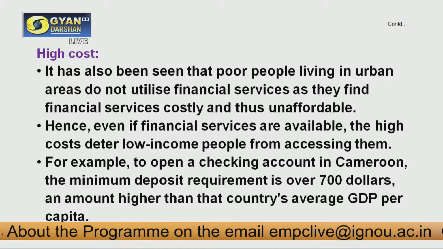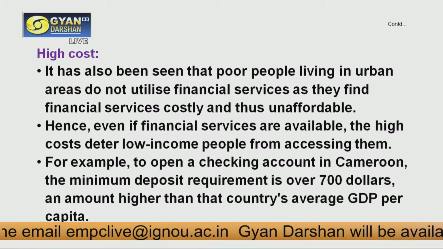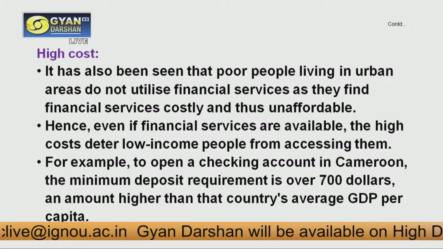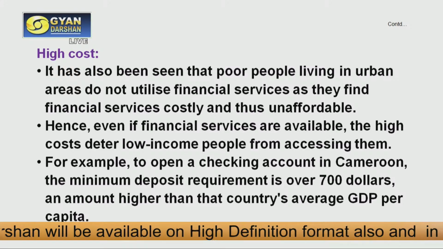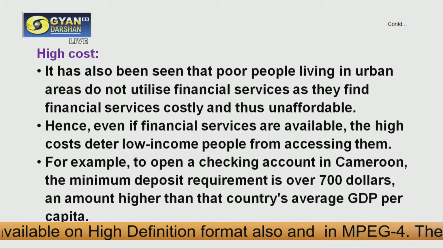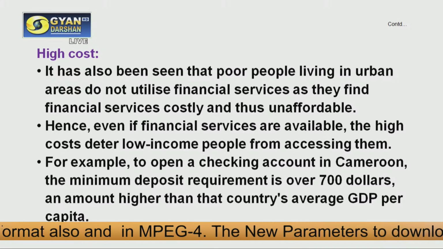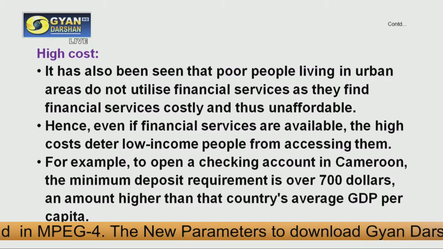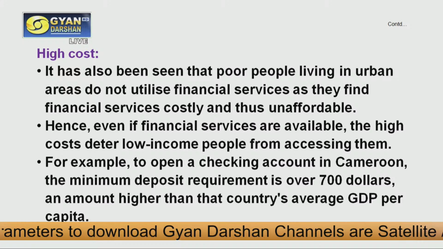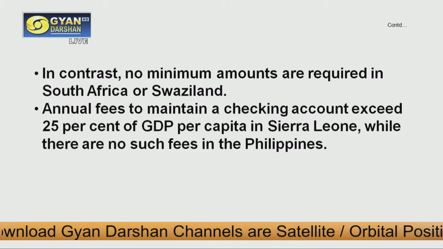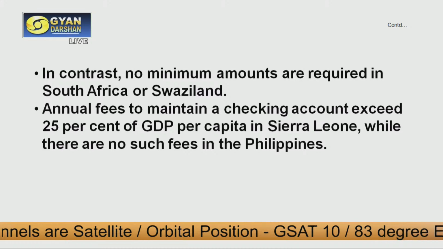For example, to open an account in Cameroon, the minimum deposit requirement is over $700. If the person is earning less than that amount, it is not possible to open a simple savings account in a bank. That amount is higher than the country's average GDP per capita. In contrast, no minimum amounts are required in South Africa or Swaziland.